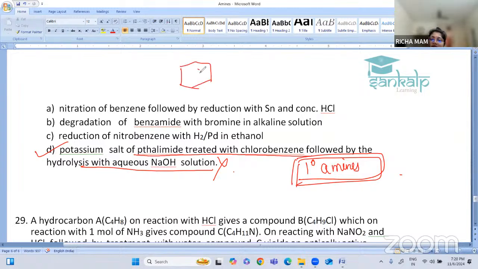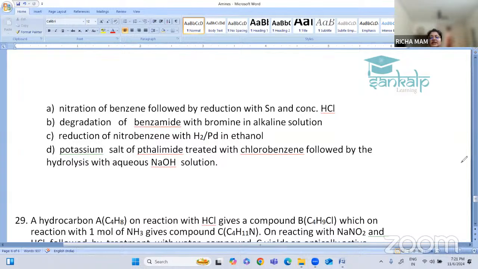Aniline is an aromatic amine. We cannot prepare aniline with the help of Gabriel phthalimide synthesis. You can see potassium salt of phthalimide treated with chlorobenzene followed by hydrolysis with aqueous NaOH. No, we cannot prepare it. So option D is the answer. Okay, fine.